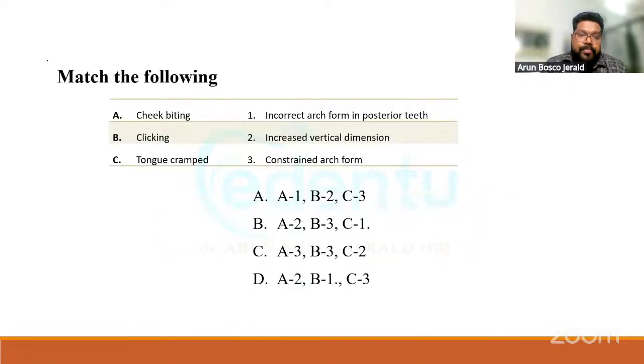Now, see this question. They have asked us to match the given options: cheek biting, incorrect arch form in posteriority, clicking, increased vertical dimension, tongue is cramped, constricted arch form. Actually, these are correct options which are given in the same option. Now, the matching is correct, and we have to think about how it is getting matched. In option B, please don't get confused with the clicking of the TMJ. They haven't mentioned it as clicking of the TMJ. Instead, it is actually the clicking between the teeth that we will see soon.